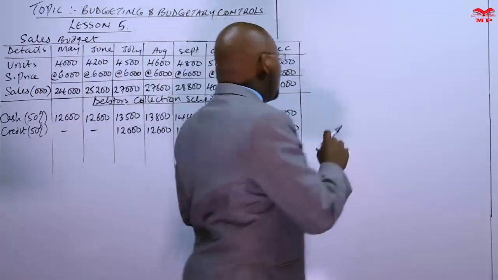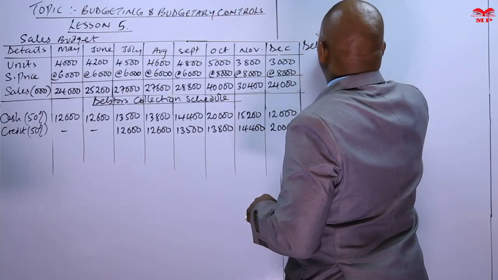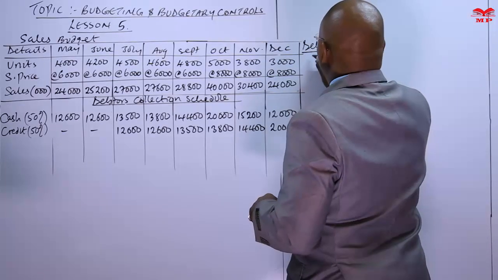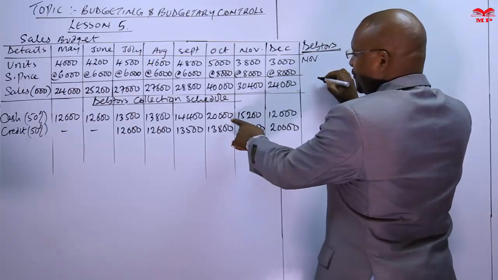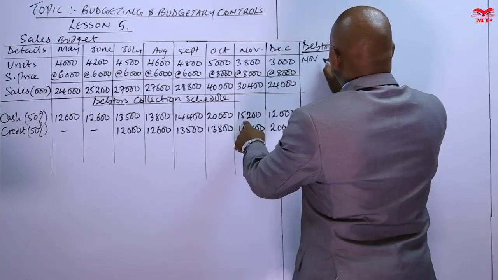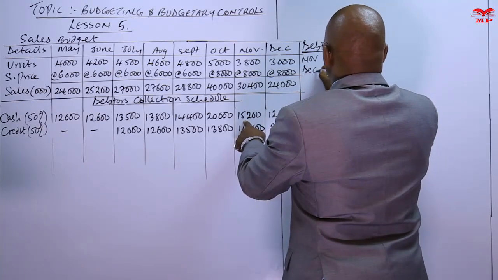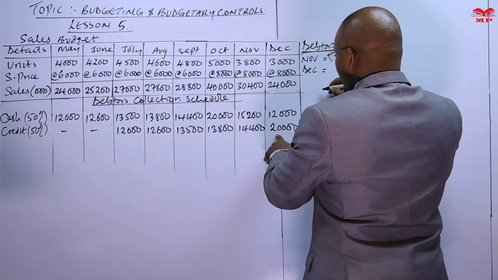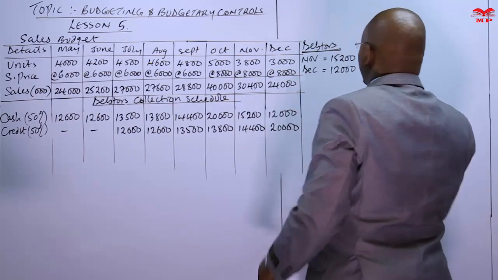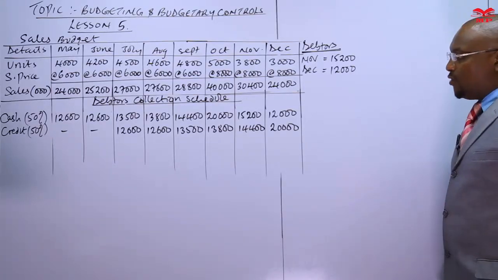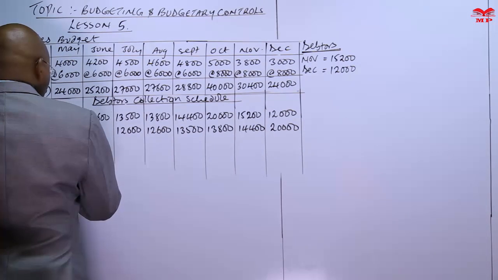Meaning, when you come to the debtors, if I have here a working on debtors, I'll have the debtors for the month of November, which is this half. For November, we still have some 15,200 that has not been collected. And for December, I'll have actually this half of 12,000 not collected. So that is what we have as far as debtors are concerned. And we can also have the receipts.